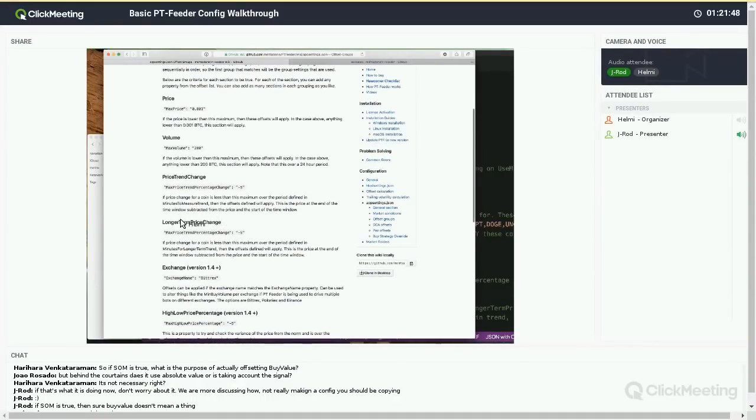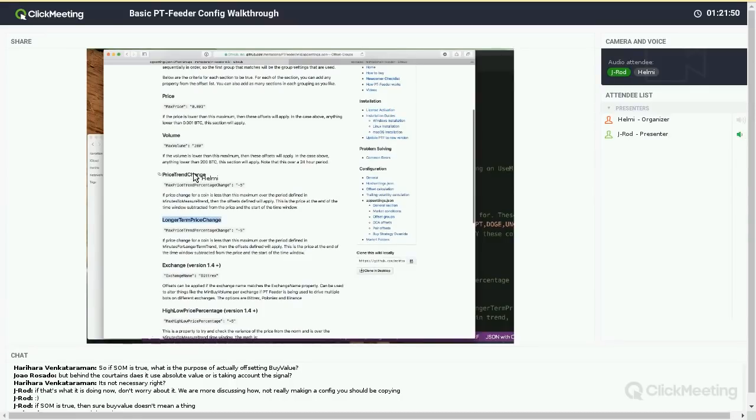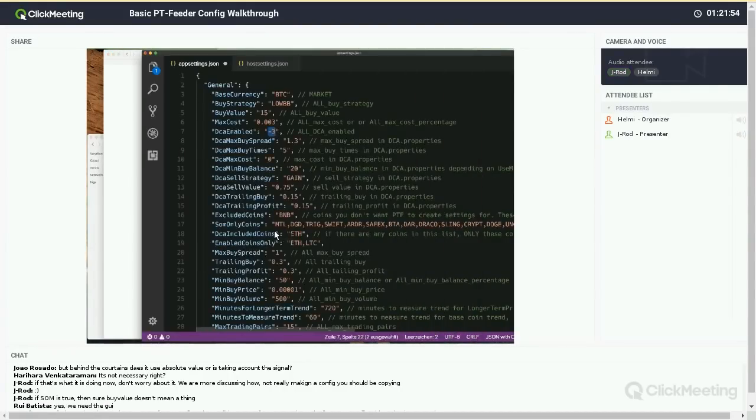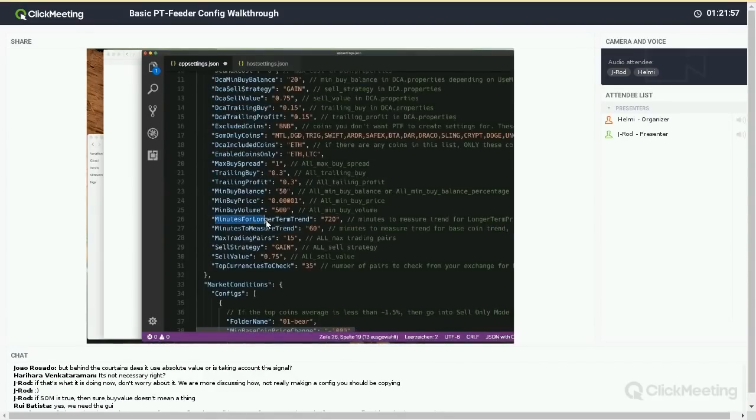Longer term price change is something we just mentioned. It's actually the same as price change, but for the longer of both windows. So it's for the minutes for longer term trend.